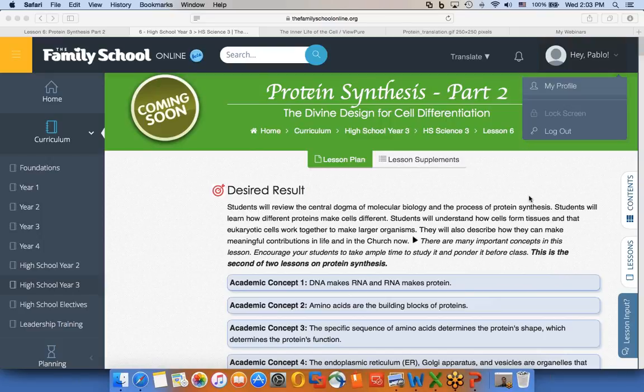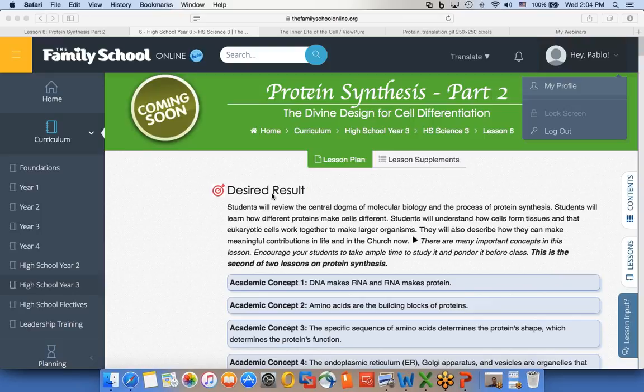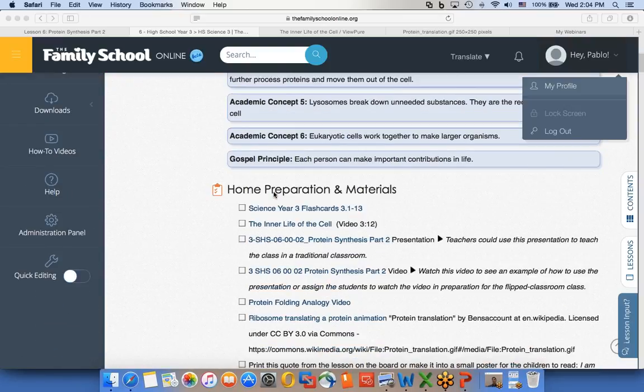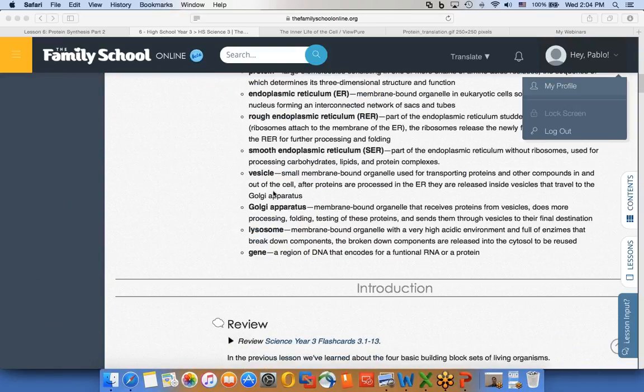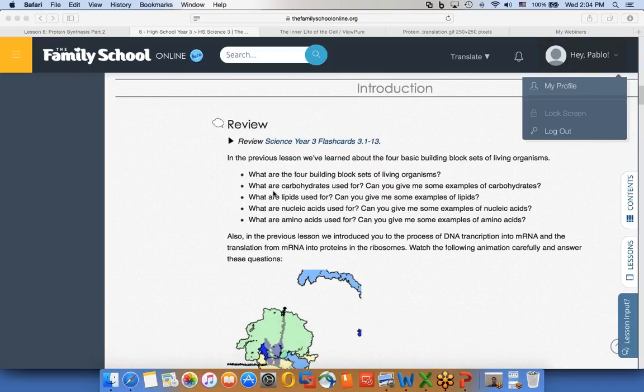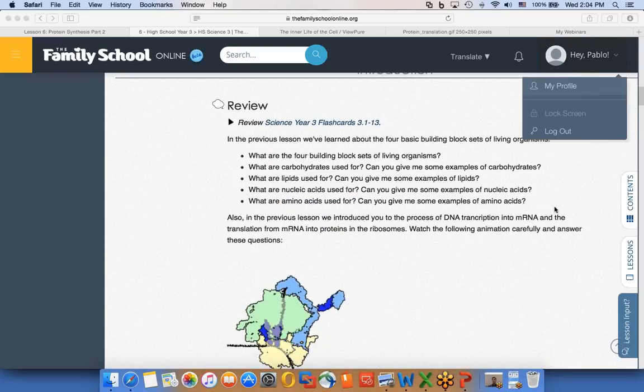Okay. All right. So, welcome to lesson 6. This is part 2 of protein synthesis. And we are going to start by doing a review of the concepts that we have discussed before. Okay. So, Maria is going to lead us in that part of the discussion, and this is basically going to review some of the things that we learned last time, okay?